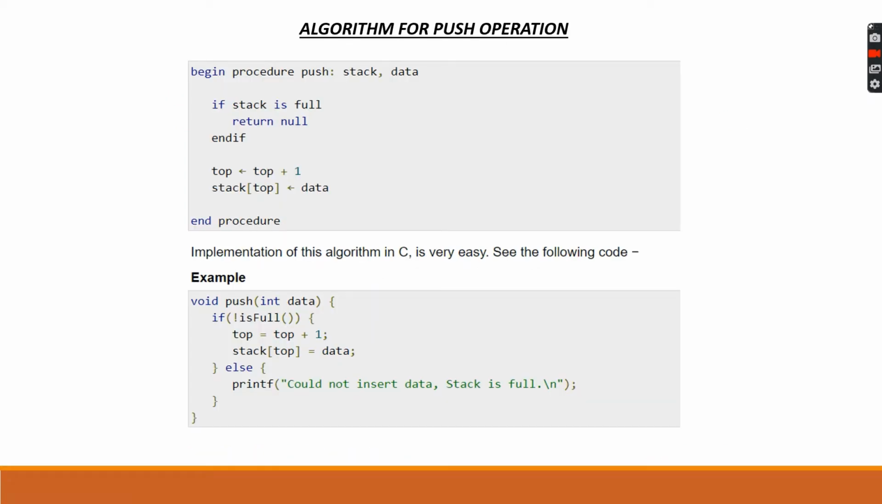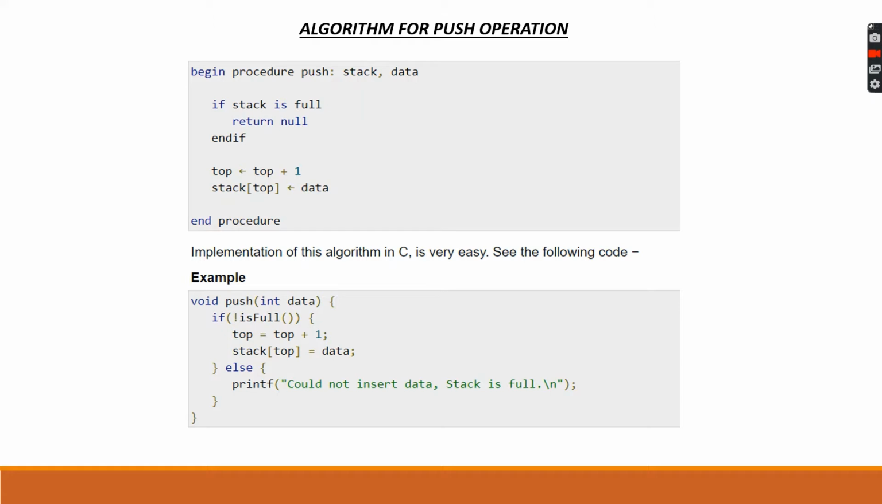Next we'll see the algorithm for the same. Begin procedure push stack, data. If stack is full, return null. That is, if it's already full, then return null. End if. Else, top is equal to top plus 1, stack top equal to data. End procedure. Now an example of the push operation.